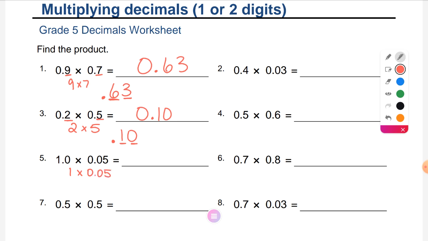Turn off your math brain, turn on your common sense brain. Anything times 1 is what, Easton? The same. So what is the answer to this one? 0.05.